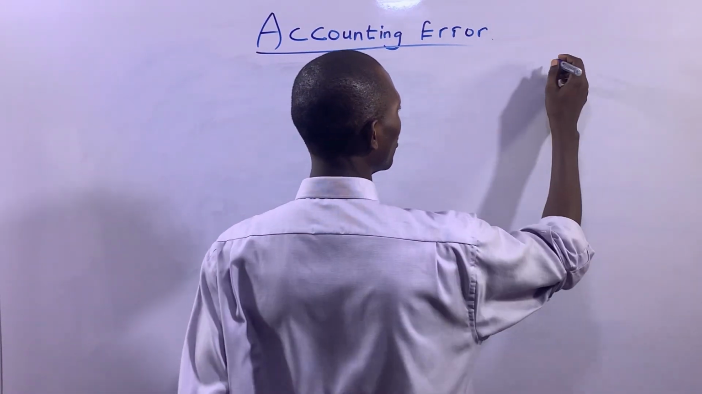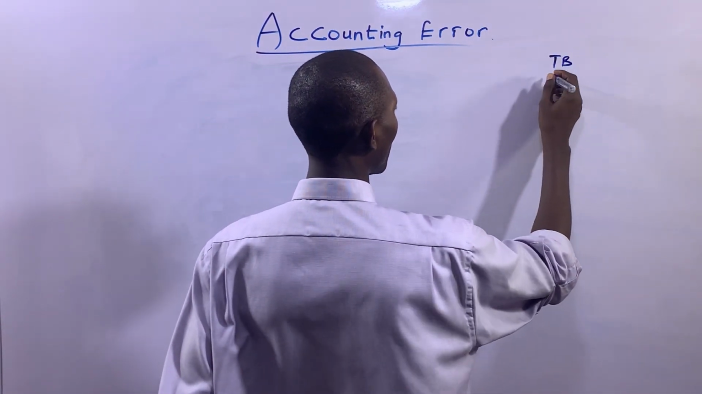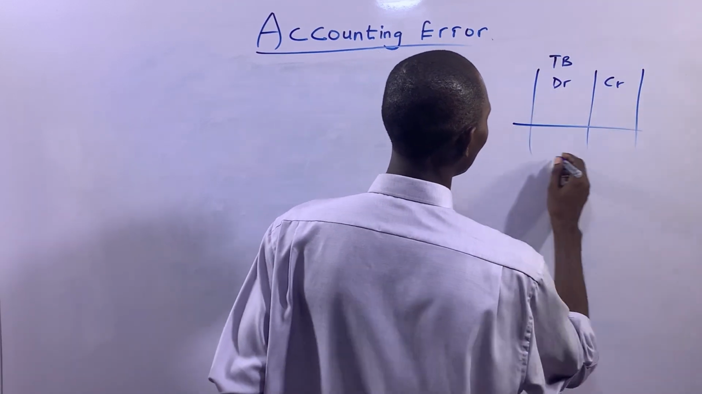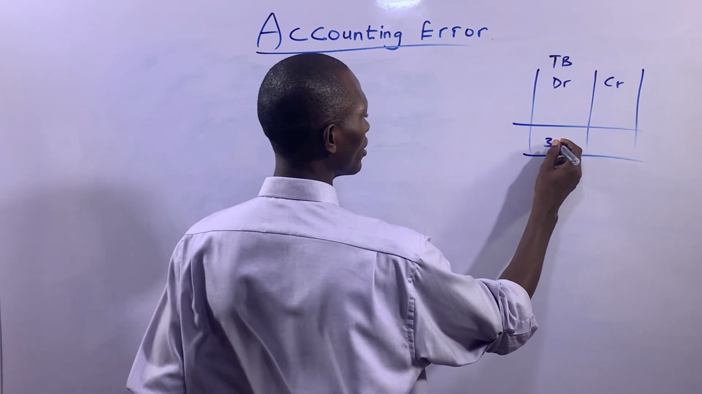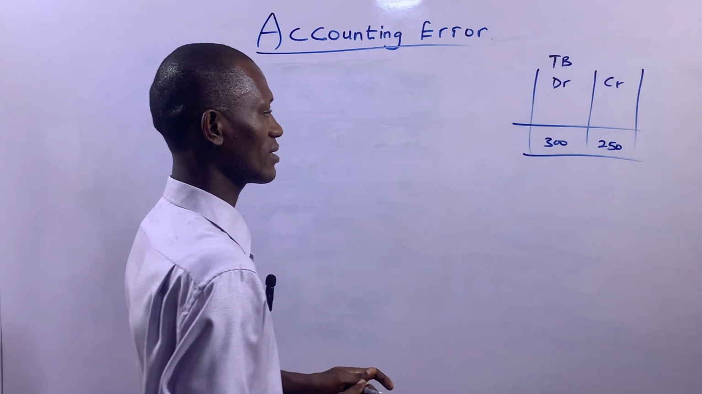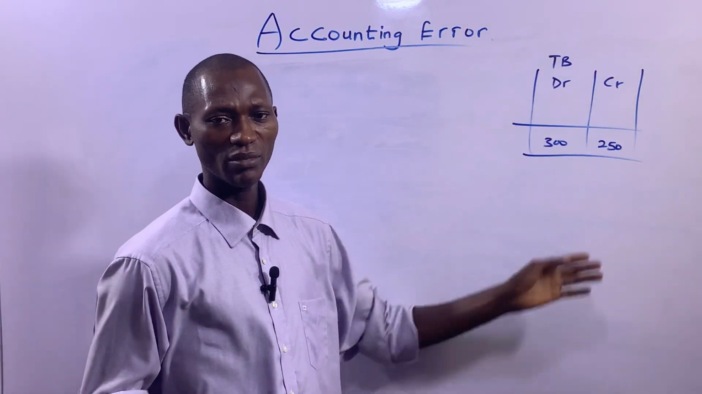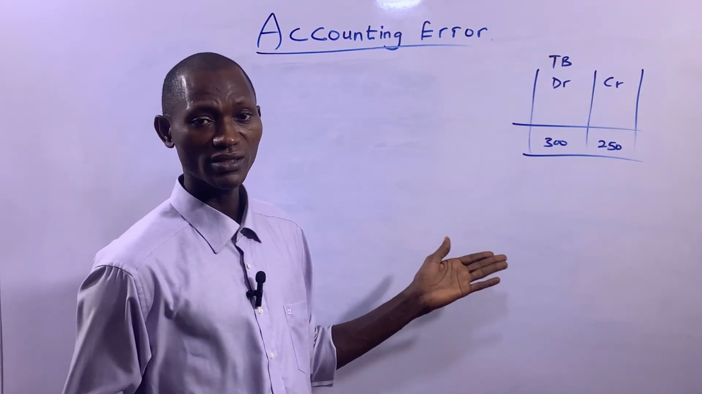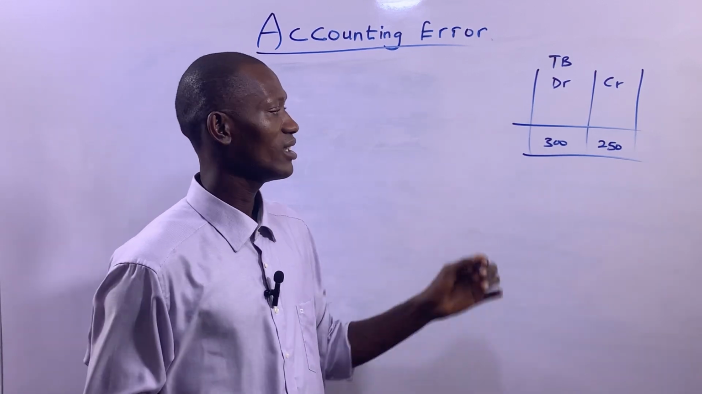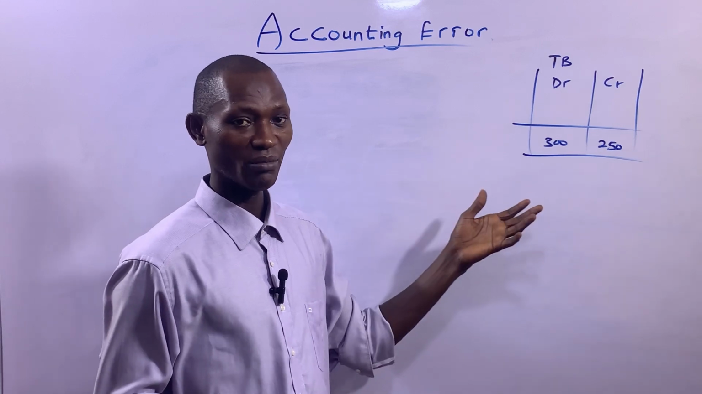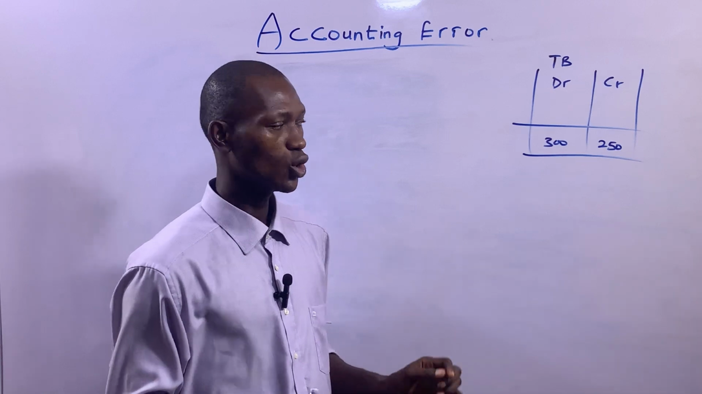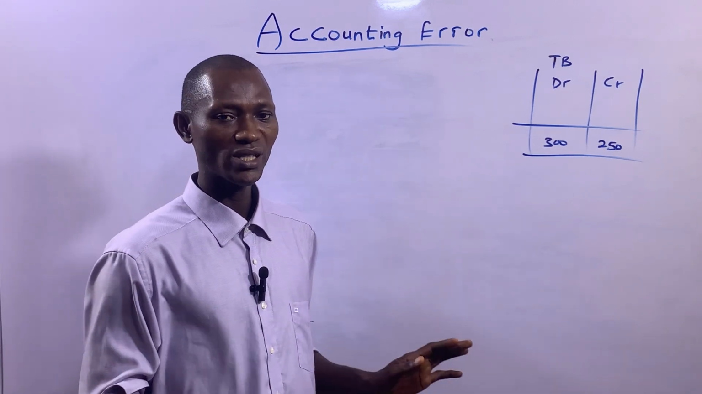So here, let's say we have a trial balance, then we have debits and credits. If we have, let's say, 300 here, we are going to be having, let's say, 250. What this means is that the two sides of the trial balance are not equal. And obviously, there are some errors that have been made in the ledgers stated in the trial balance, which makes the two sides not equal. So today we are going to be looking at those errors.